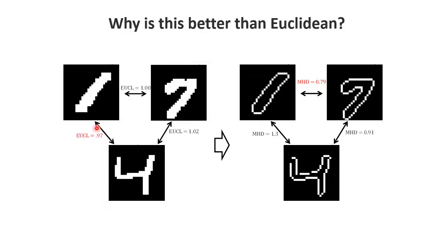So what we do in Hausdorff distance is we use edge detection, we find the edges, and we calculate the distance between these point sets. And so then we notice that the modified Hausdorff distance indeed shows that this is much smaller.